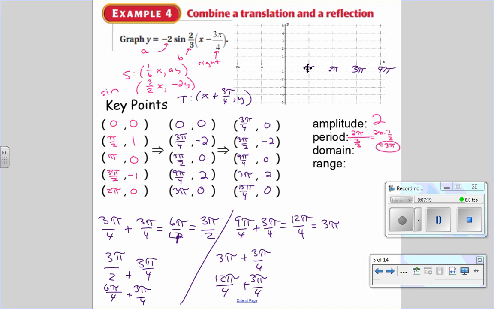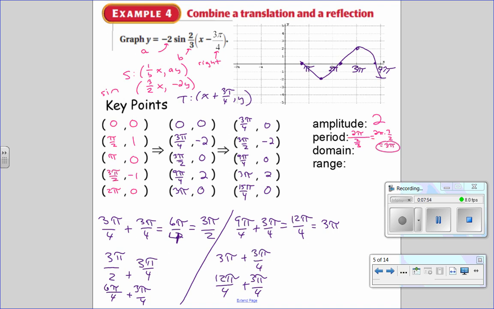So at 3 pi over 4, that's basically 3/4 of a pi. We're at 0, about there. At 3 pi over 2, that's a pi and a half. I'm at -2 right here. At 9 pi over 4, that's a little over 2 pi. I'm at 0. At 3 pi, I'm up at 2, right there on the grid. And at 15 pi over 4, which is just less than 4 pi, I'm at 0. So that's my 1 period.